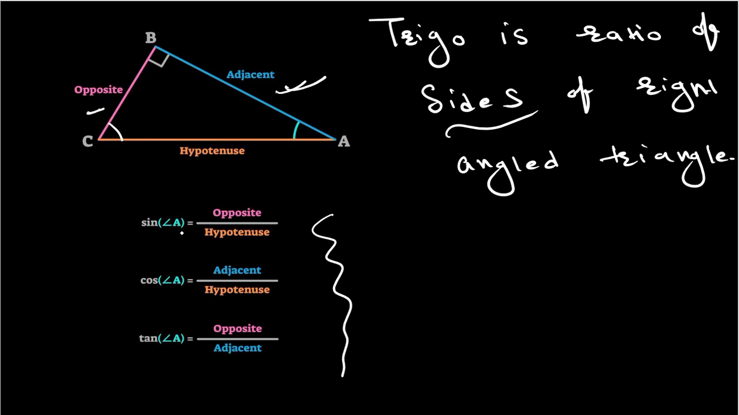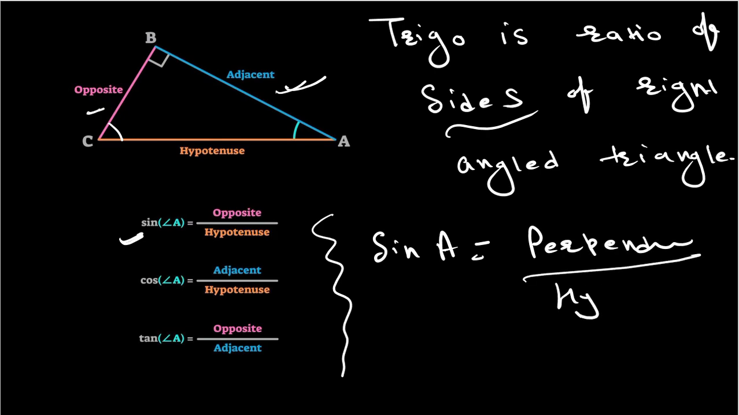So sine of angle A is opposite by hypotenuse, means, trigonometry is ratio. So we have calculated the ratio of opposite to hypotenuse, and that ratio we have called sine of that angle. So sine of A is a ratio of opposite to hypotenuse. Some people also call this opposite perpendicular, and divide by hypotenuse. Similarly, some people call this opposite perpendicular.